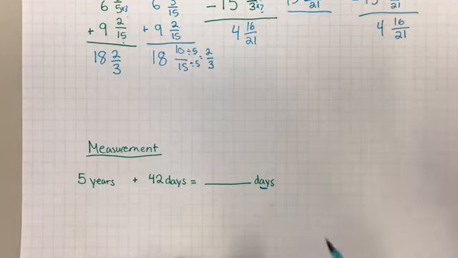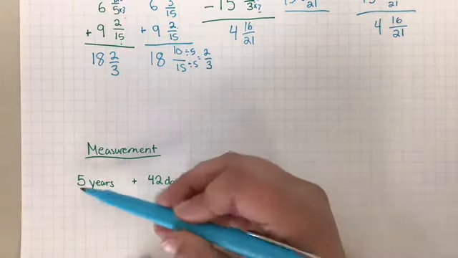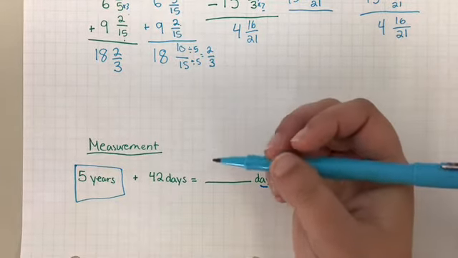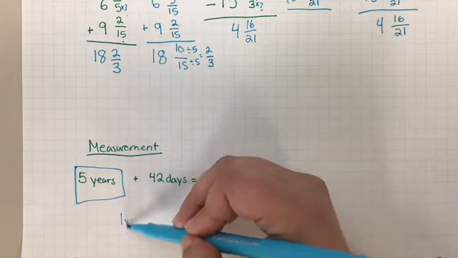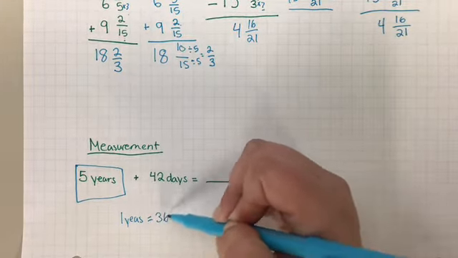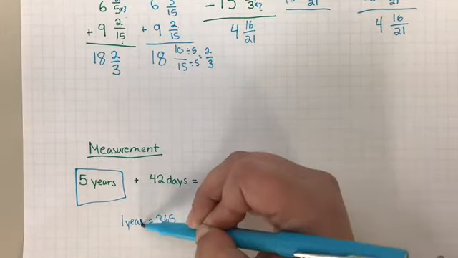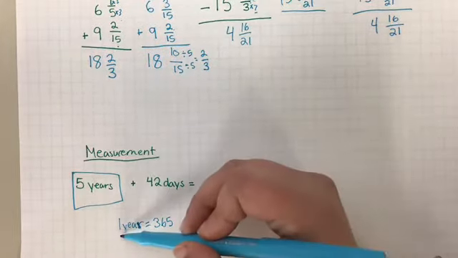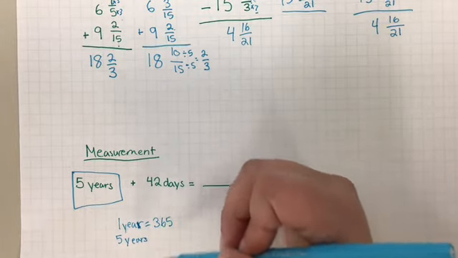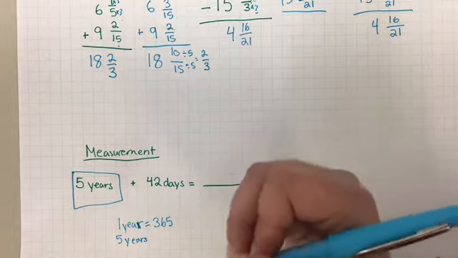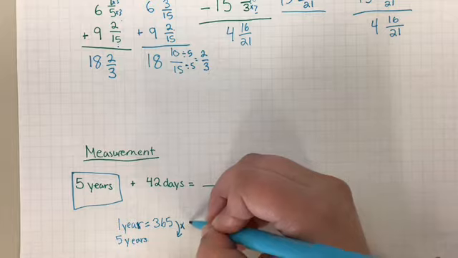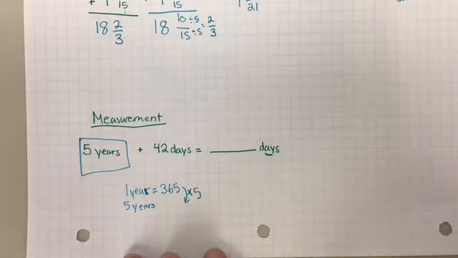That means that we have to change anything that is not in days. Oh, years is not in days. So let's think for a moment. 1 year has how many days in it? Why, it has 365. So if 1 year has 365 days, in order to find how many days there are in 5 years, we're going to have to get a bigger answer. If we want a bigger answer, we are going to have to multiply. And we're going to have to multiply by 5 because there's 5 years.